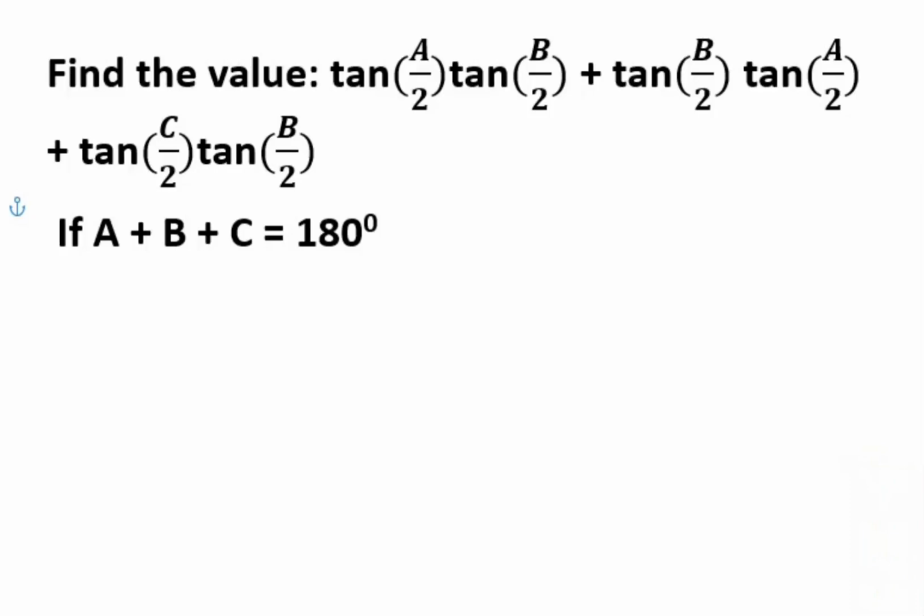Today we are tackling a classic, conditional trigonometric identity that frequently catches students off guard. Given the condition A plus B plus C equals 180 degrees, which simply means A, B and C are angles of a triangle, we need to evaluate the sum of the pairwise products of their half-angle tangents. Let's start with the standard rigorous method you would need for a subjective exam.